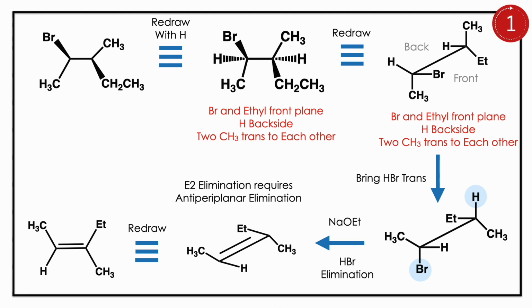If you redraw to the skeletal form like sawhorse, you might realize the position and the possibility of E2 elimination. E2 elimination requires hydrogen and bromine trans to each other. So bring hydrogen and bromine trans. Hydrogen and bromine trans means once you use the base, subtract the proton, bromine elimination, you have alkene formation.